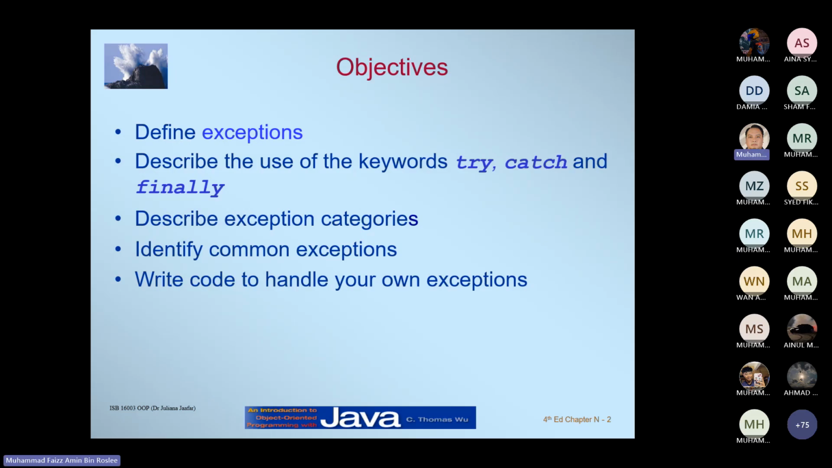And we're going to learn how to describe exception categories. What are the categories that are available in exception in Java? And we're going to identify common exceptions that are usually used in Java. Then write the code to handle your own exception. We're going to do this in the lab session instead. So basically today we're going to learn about the theory of exception handling.